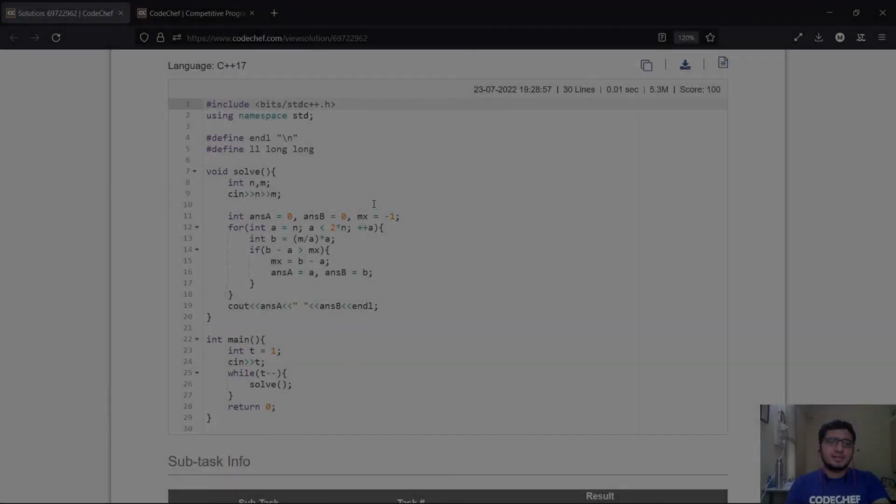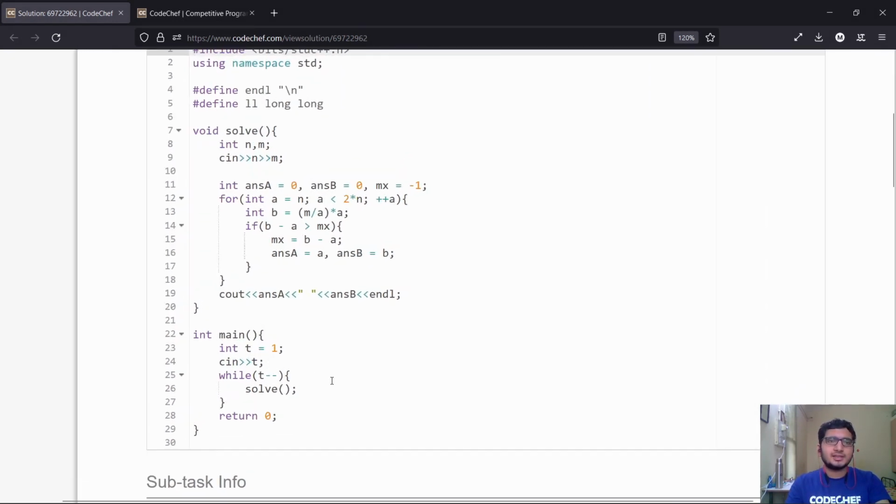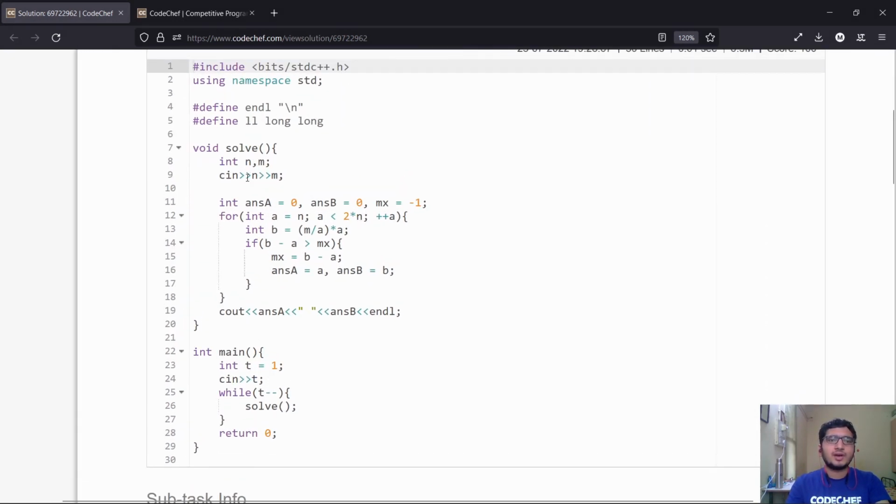Let's have a look at the C++ code. So again, I have taken t test cases, and for each test case, I call the function solve. In solve, I have taken n and m, and this is our answer A and answer B, and max, which is currently -1. So as we saw, we will iterate from A as n till a is less than 2 into n. Our b is the max multiple of a that we can get. So m divided by a and again multiplied by a.